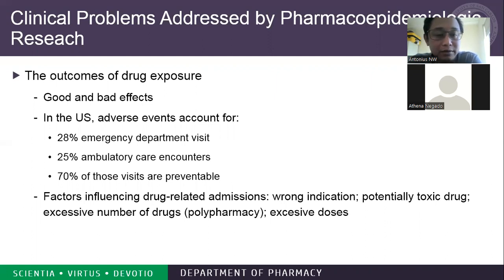In the US, it is estimated that adverse events account for 28% of emergency department visits, 25% of ambulatory care encounters, and 70% of those visits are preventable.